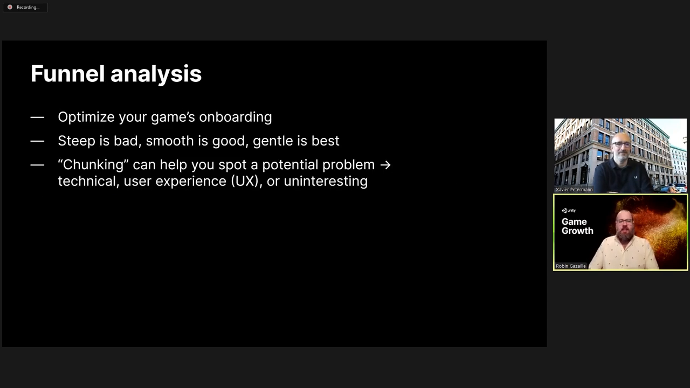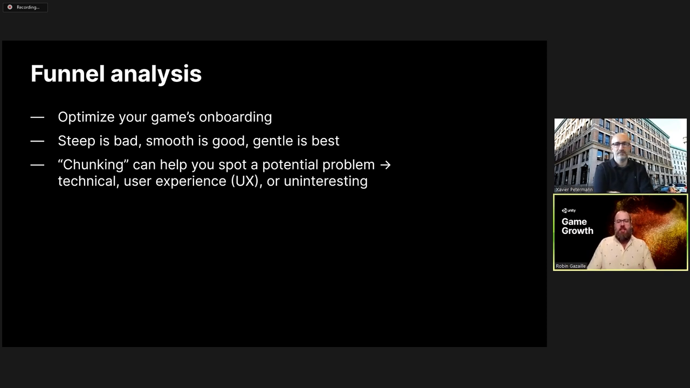Funnel analysis. So as mentioned, if you track your tutorial, you can optimize your game's onboarding. When looking at your funnel graph, usually steep is bad. It means through every step you're losing players. Smooth is good, which means that players are proceeding briskly through their onboarding funnel. And gentle is best, when nearly 100% of your users are completing the tutorial.